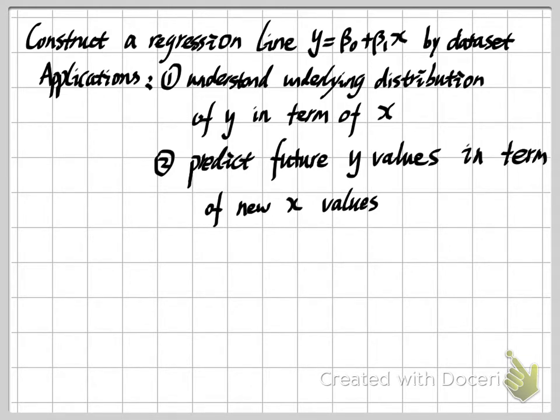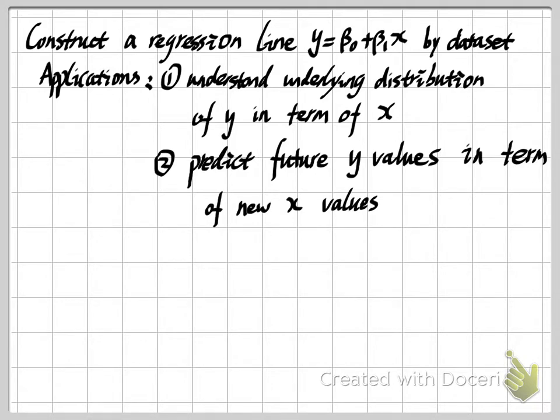That means, of course, in general, x is cheaper data. In other words, if we want to take a survey, it's easier for us to get the information of x, and y is a more expensive one, so it's hard for us to get the information about y directly. Okay, so this is about the application of our regression line.